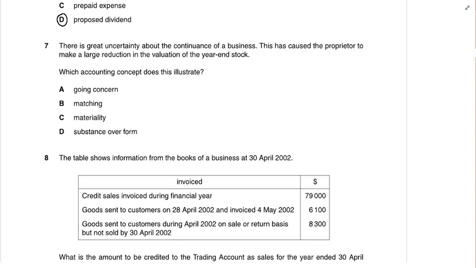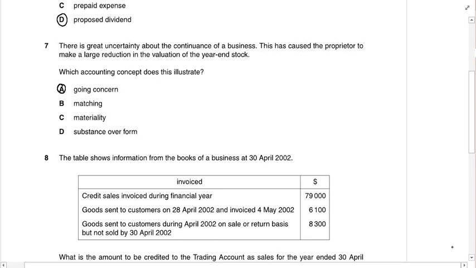And if the business intends to close down or to materially curtail some of its operations, then we are going to state the assets at their breakup values. So here there is uncertainty about the continuance of the business. Therefore, they have decided to show the assets at their breakup values. This is done in line with the going concern concept. Right, so this is the underlying assumption for the preparation of accounts, that is going concern.